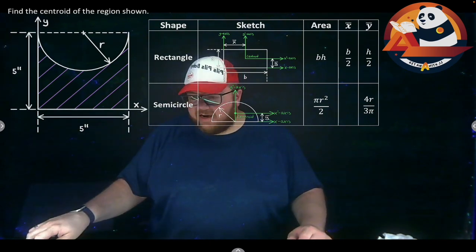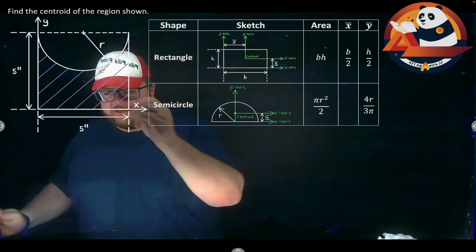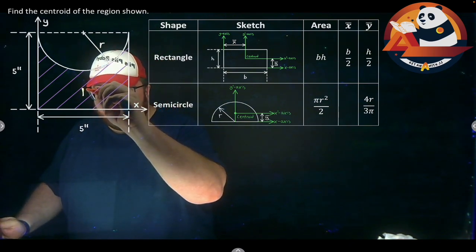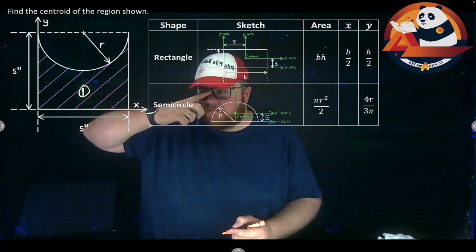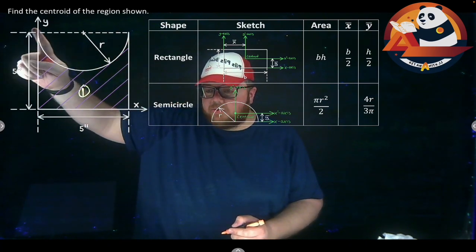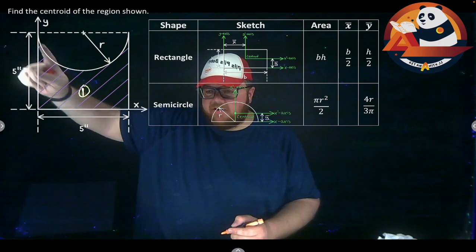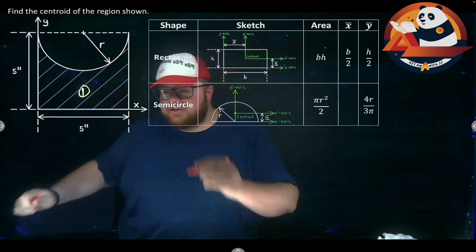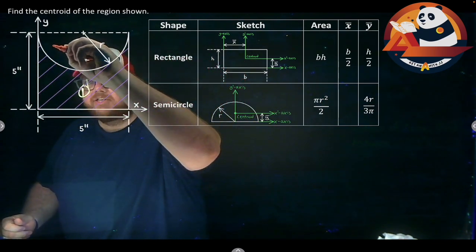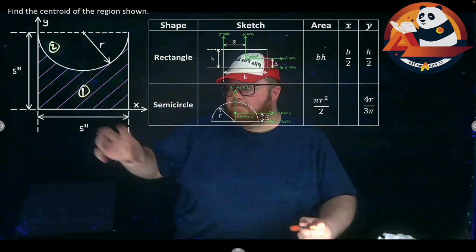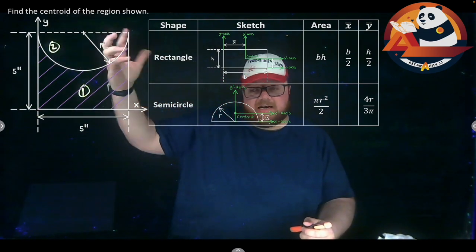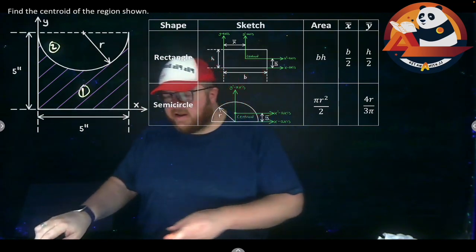I could really say, hey, there's a positive square right here. Let's call that shape 1. And up at the top, we've cut out a half circle from that. Shape 1, if I treat it as a whole square, covers up some area here that's not really there. I can just treat that top as a second shape, shape 2, and subtract it out from everything. A positive area and a negative area will give me my answer.